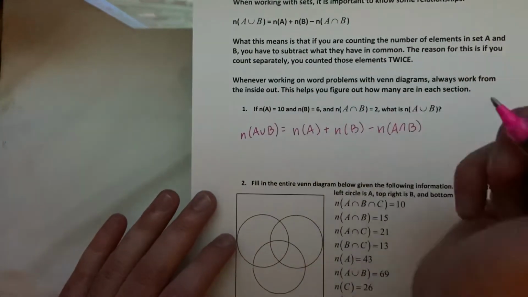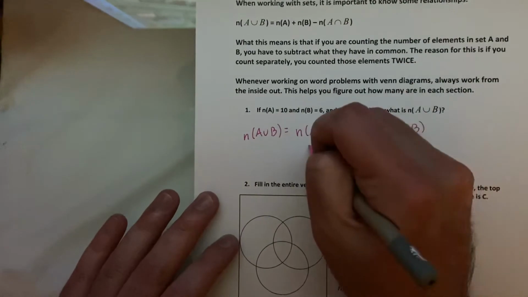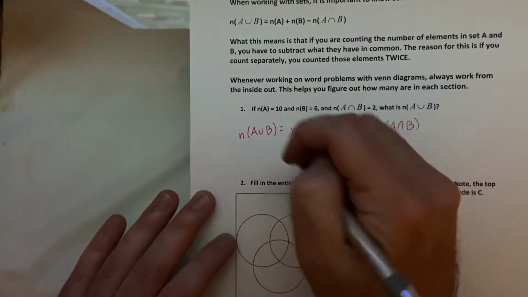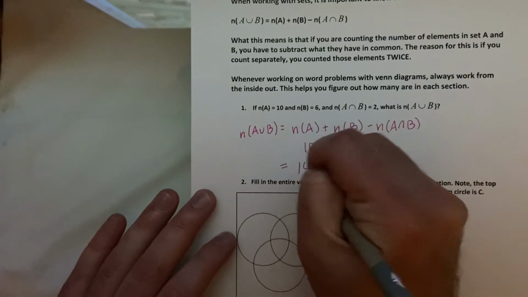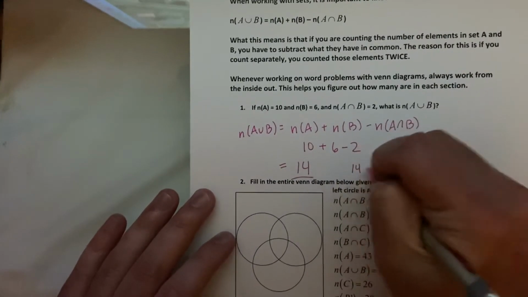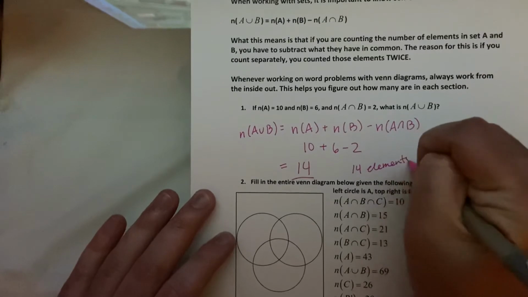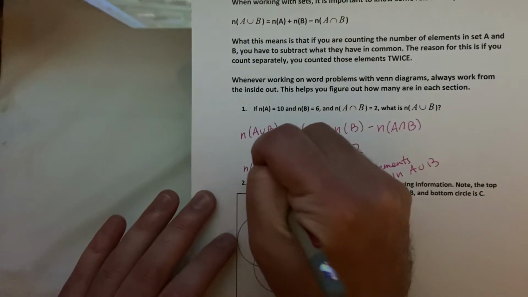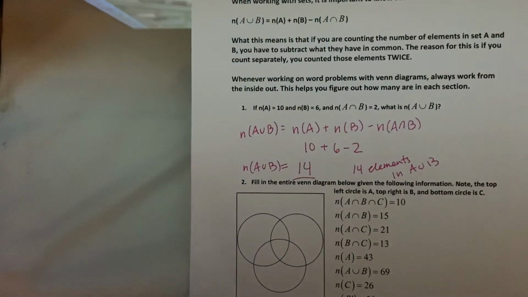A union B is what we don't know. The number in A is 10. The number in B is 6. The number in A intersect B is 2. So it's 10 plus 6 minus 2, which is 14. So there are 14 elements in A union B. Or the number in A union B equals 14.